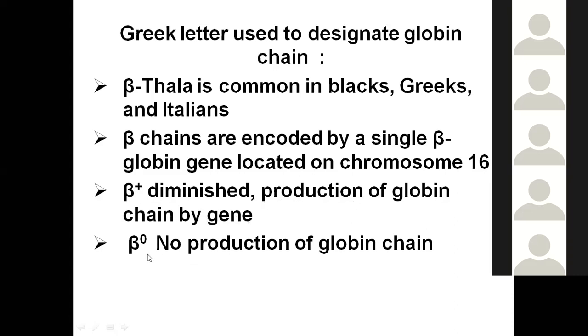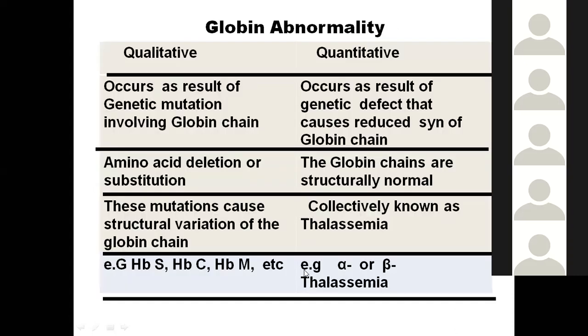And beta not here. This sign of beta 0, or beta not, is no production of globin chain. Plus sign means reduced production and this sign, not, means no production. I'm going to use these two points further on in the later slides. So remember, beta plus means diminished, reduced production, and beta not means no production of the globin chain, or of the alpha chain. All right.